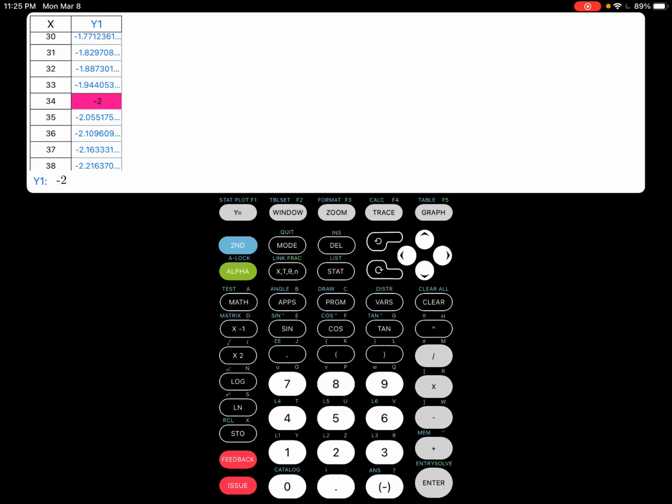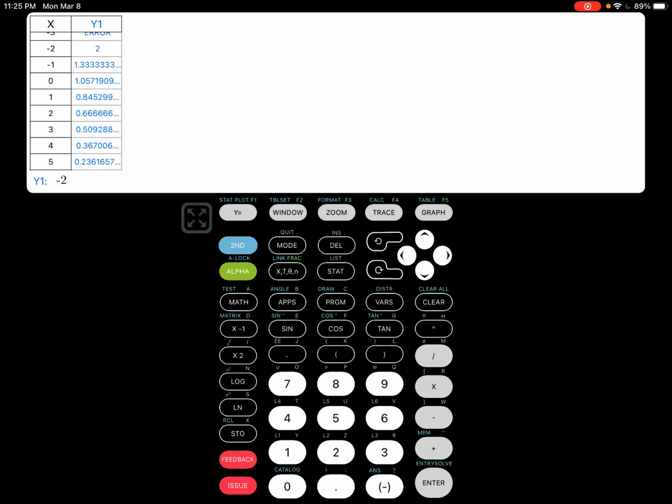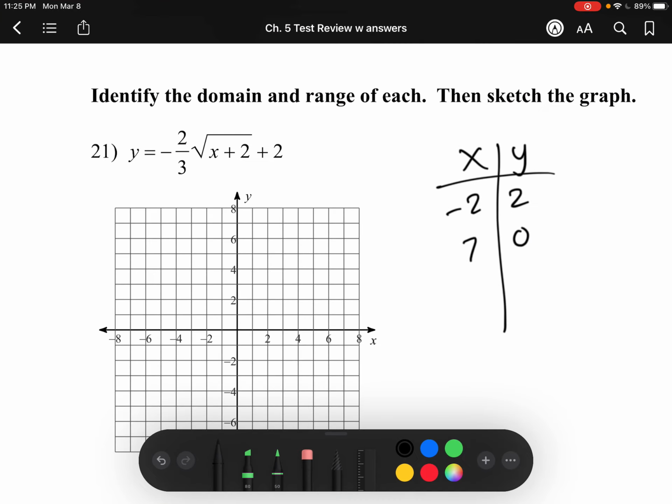And I can't graph that. So I just need to graph those 2 points then. Those are the only ones that I can graph. So I'm going to graph them. Negative 2, 2, which is right here. Then 7, 0.